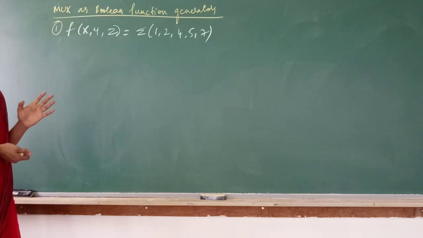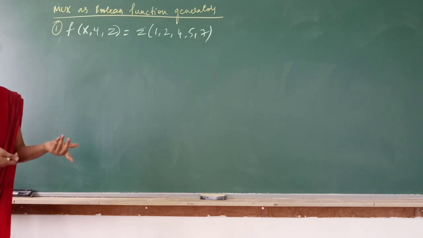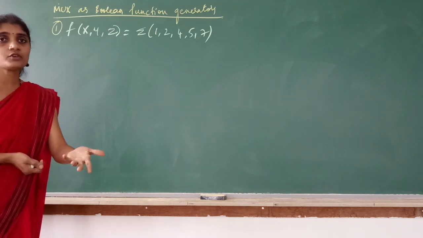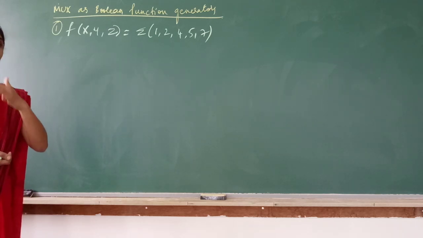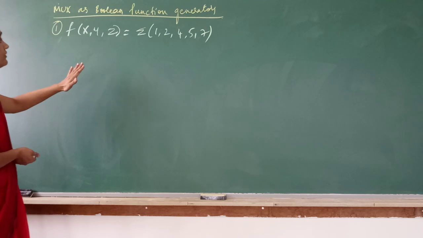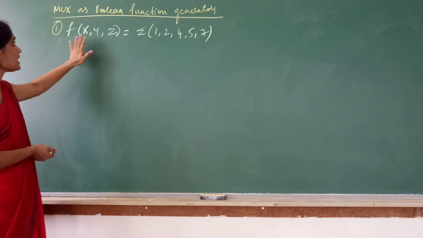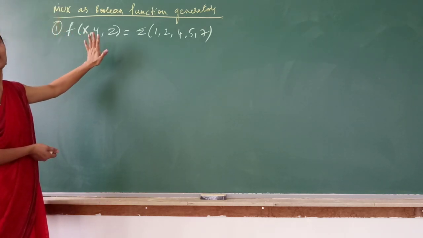With decoders we do need an external gate, right? Bubbled OR, bubbled NOR, NAND, which we've used depending on the minterms, maxterms, and depending on whether the outputs are active low or active high. But Boolean function generation using multiplexers is even simpler than with decoders.